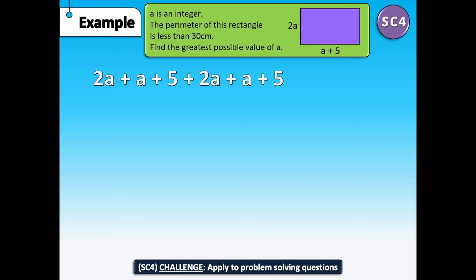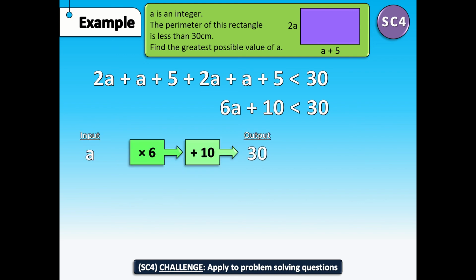So the perimeter is all the sides added together, so we can find an expression for the perimeter by adding 2a plus 5 plus 2a plus a plus 5. And we can say this is less than 30 because we're told the perimeter of this rectangle is less than 30 centimeters. We can simplify the expression for the perimeter, which is 6a plus 10, and we can say that this is less than 30. So now we've got an inequality that we can solve.